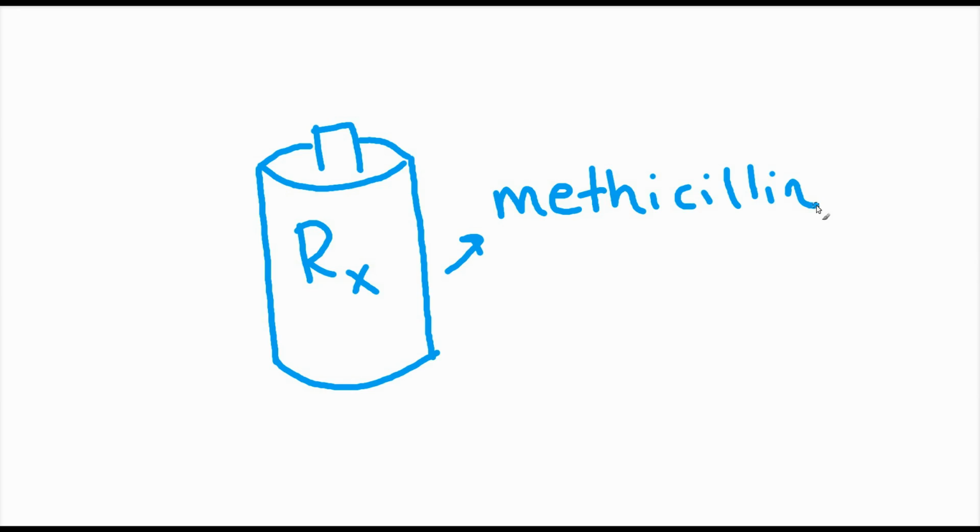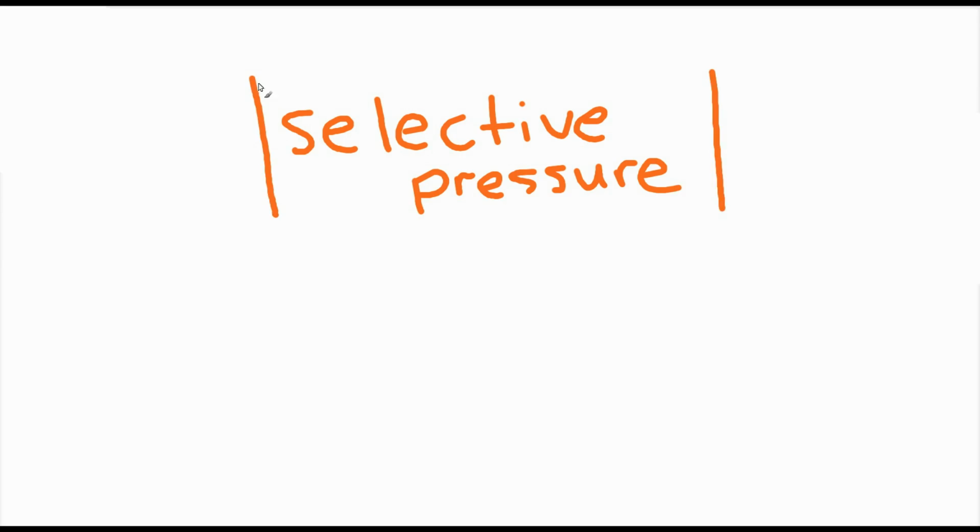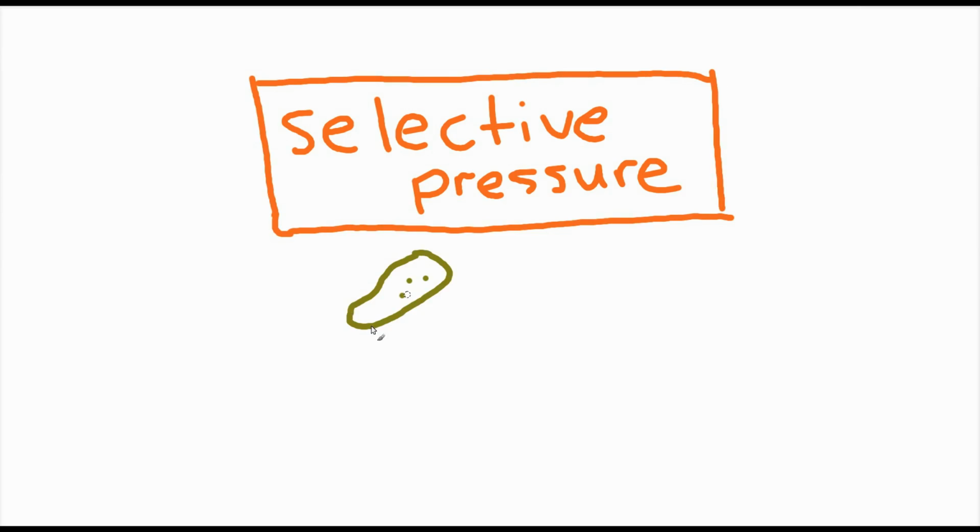A few days after the boy stops taking his antibiotics, his infection returns, so he goes back to the doctor, who prescribes him another round of methicillin. But now, his bacteria developed the genes for antibiotic resistance, and the medicine no longer works. Why? Because the bacteria were under selective pressure, meaning that the bacteria with the gene for methicillin resistance had an evolutionary advantage, and those were the bacteria that survived.